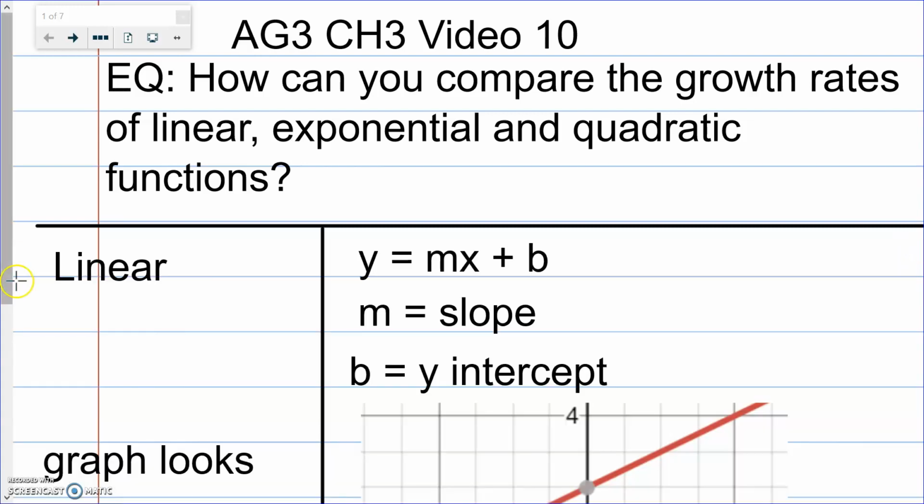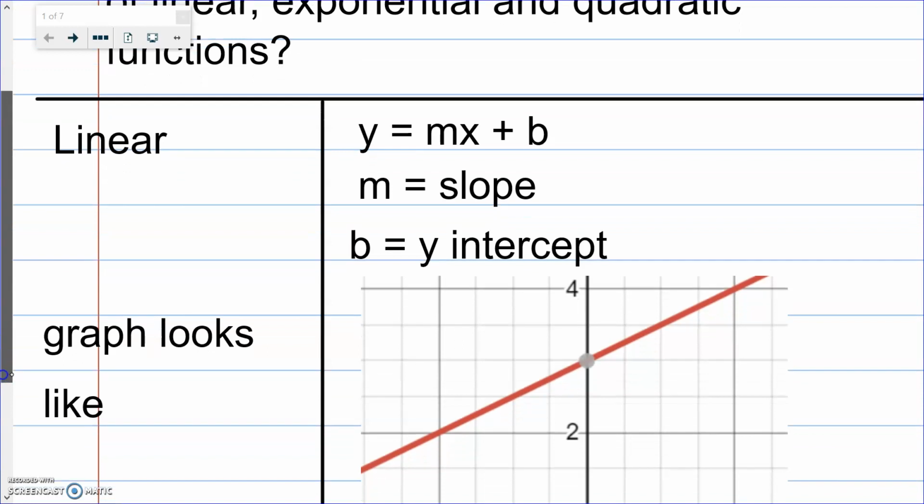Let's start off with what linear looks like. Linear, an equation will look like in the form of y equals mx plus b. M is our slope and b is our y-intercept. The graph will be a straight line.